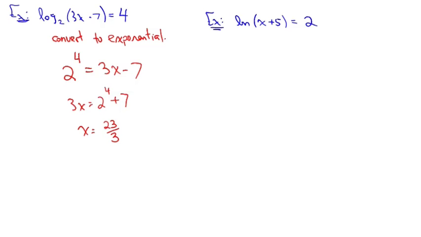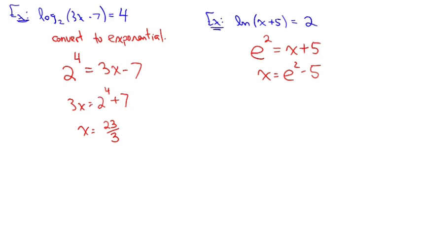Put the x plus 5 in front of the ln. The first thing you have to recognize is the base. e. Power? 2. What's it equal to? x plus 5. And to finish it off, you're going to get x is equal to e squared minus 5. You can type it in a calculator and get an answer. Just put an e there. Yeah, but the base of ln is e. The base of log is 10. Those are two things you have to know.